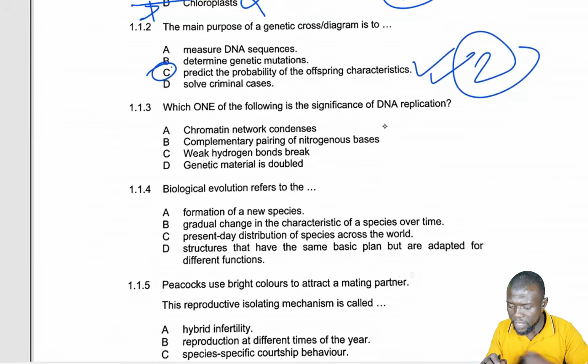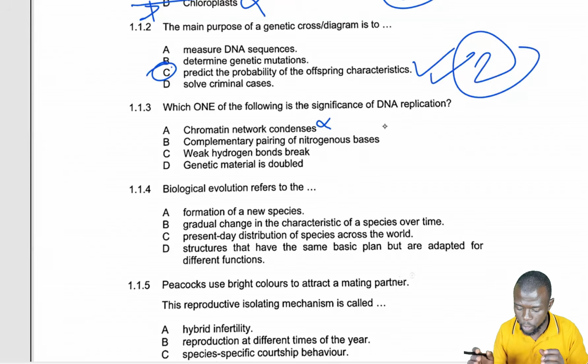Which one of the following is the significance of DNA replication? We see that chromatin network condense, that's the description which happens during interphase, so this is out. Complementary pairing of the nitrogenous bases, yes, it happens, but that's not the function, so this one goes out. Weak hydrogen bonds break, yes, they break, but it's a description of what happens in DNA replication or in protein synthesis. In this case, they're talking about DNA replication, so that's not an answer. This one goes out.